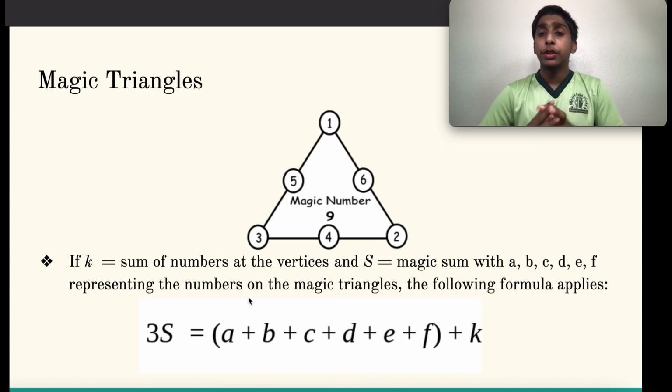Okay, now let's move on to magic triangles. We'll come back to magic squares and some sample problems, but first I just want to quickly go over magic triangles because these are also very helpful. So magic triangles are basically a magic square, but they're a triangle. I mean, that was pretty obvious, but you know what I mean.